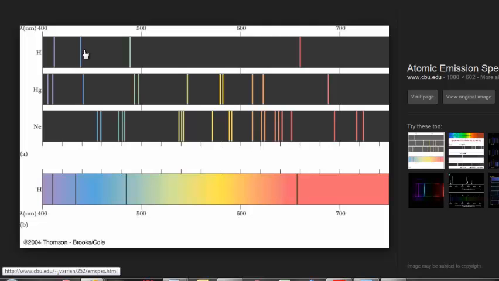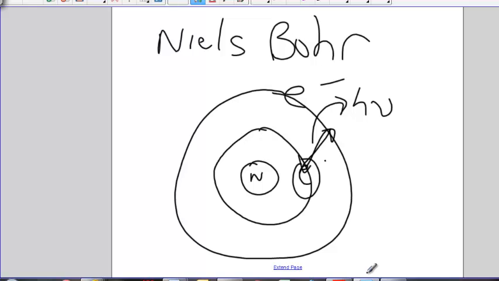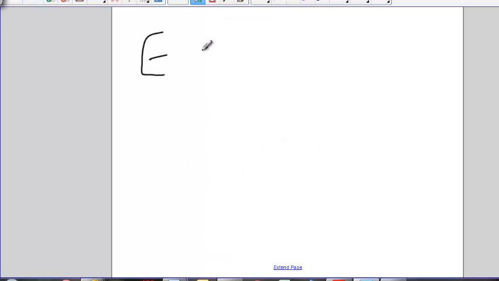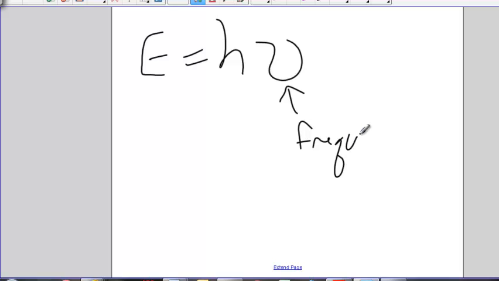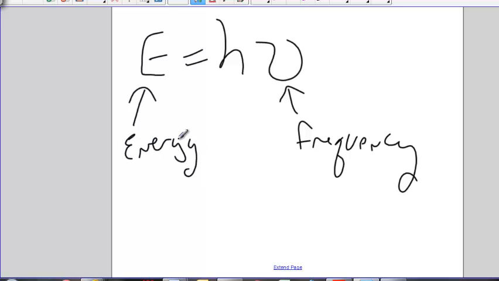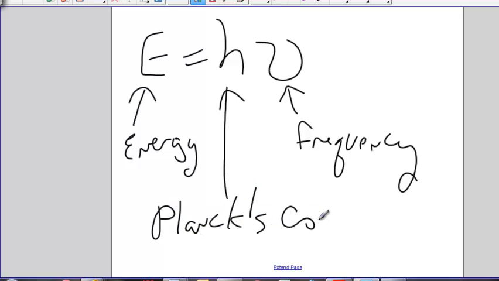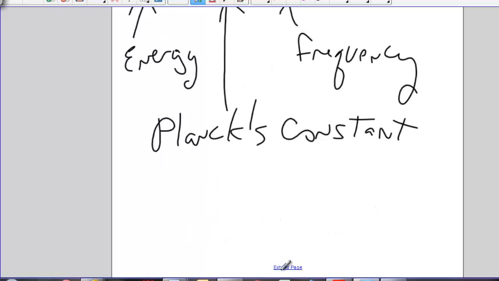Now, this idea of energy being quantized leads us to another formula. E equals h nu. This is the same nu that we were talking about before. It's frequency. This E stands for energy. H is something called Planck's constant. That's named after a German scientist named Max Planck. Planck's constant.